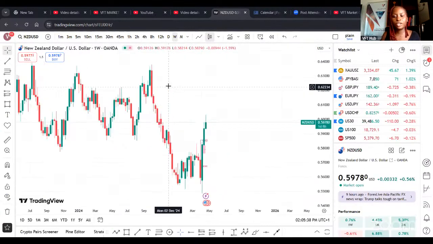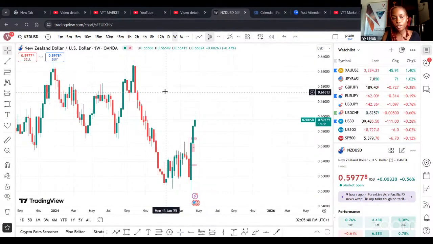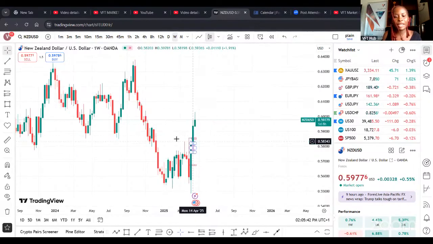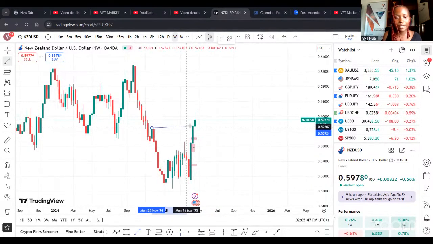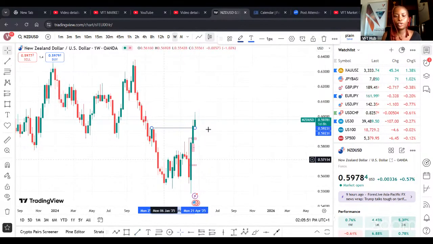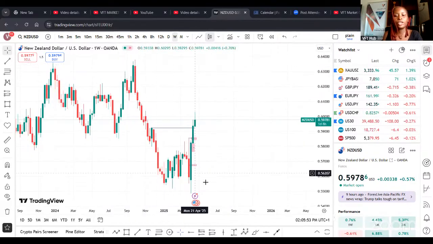Looking at NZD/USD on the weekly time frame, it's quite similar to what we saw on AU, the only difference being that this gave us a very clear break of structure. This took out this point quite cleanly, so the break of structure here is not as it was on AU. Regardless, our structure is still to the downside.